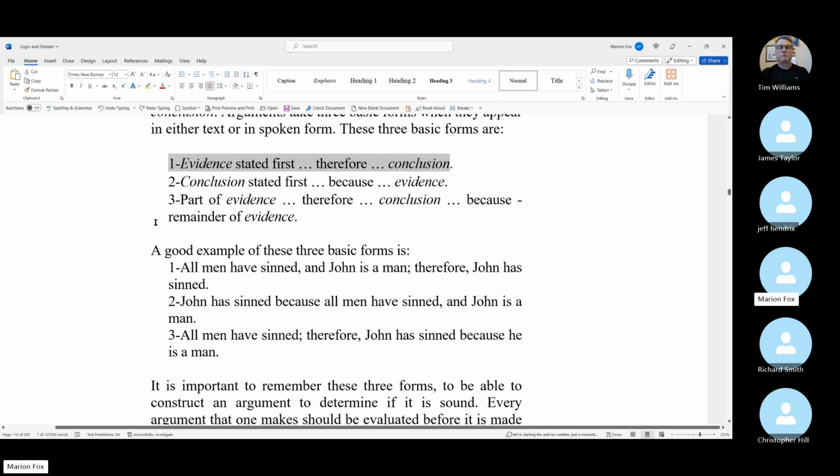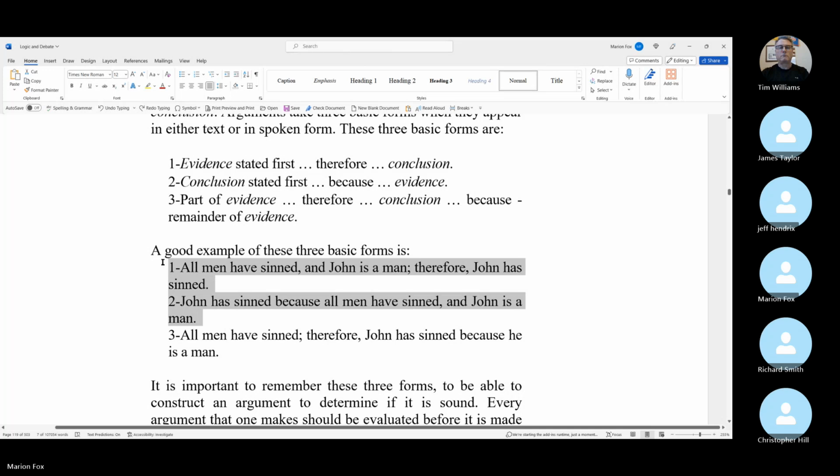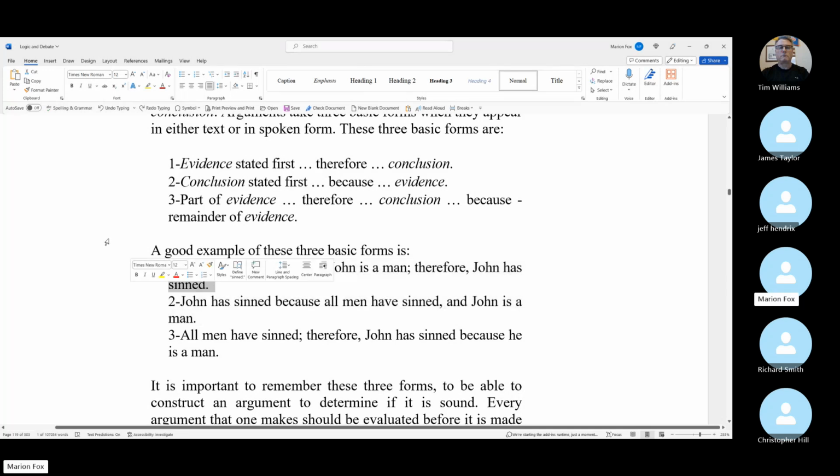All right? Second form. All right? Got a conclusion stated first, because evidence. John has sinned. That's your conclusion. Because all men have sinned and John is a man. Both these arguments say the same thing. They're just in different form. Any question?